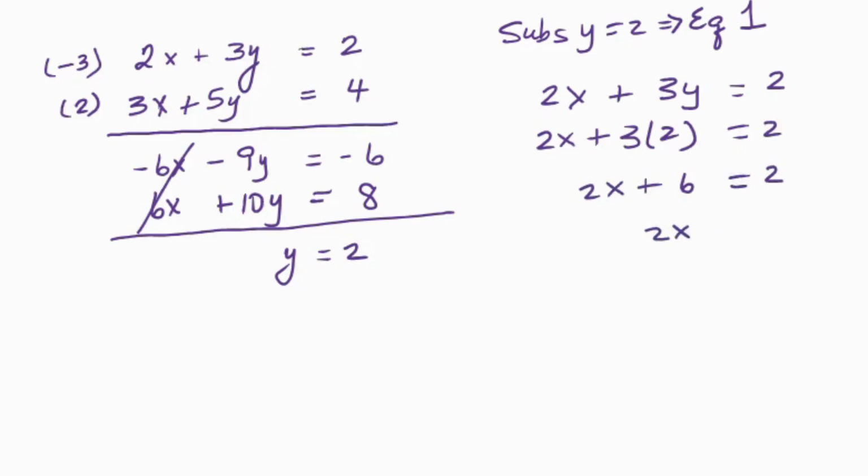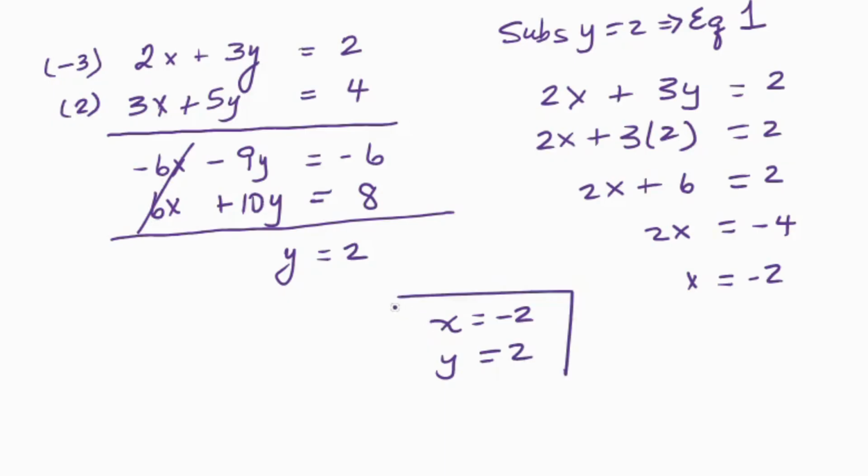So 2x is equal to 2 minus 6, so that's minus 4. I divide both sides by 2. That gives me minus 2. So my answer is x is equal to minus 2, y is equal to 2. There we go.